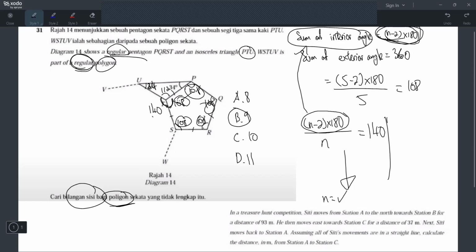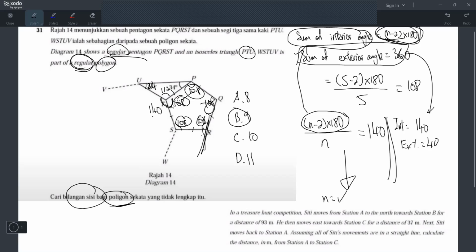You can actually use this formula also, the sum of exterior angles. Let's calculate the exterior angle first of all. What is the interior angle? It's 140, right? So what will be the exterior angle? It will be 40. Do you know why? Because I explained to you the interior angle and exterior angle: when you add them together, it will be 180. Interior is inside, exterior is outside, and since it's a straight line, when you add the interior and exterior, it will always be 180.